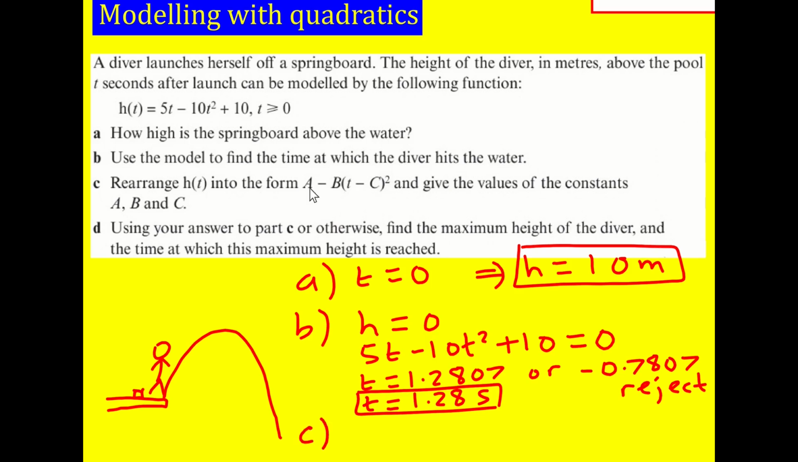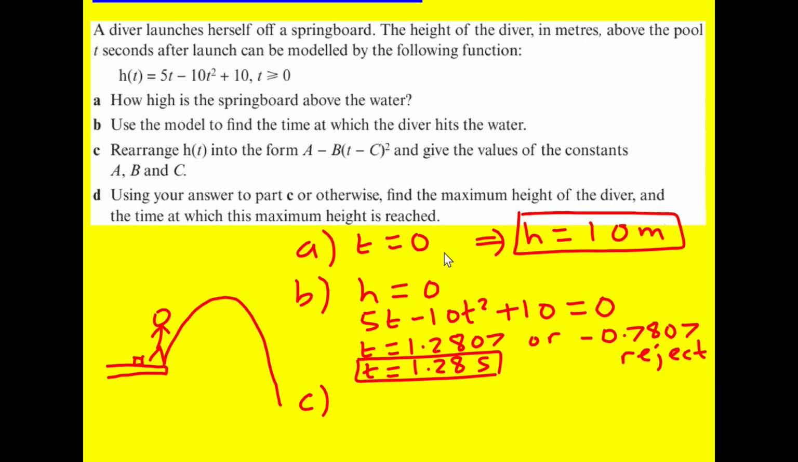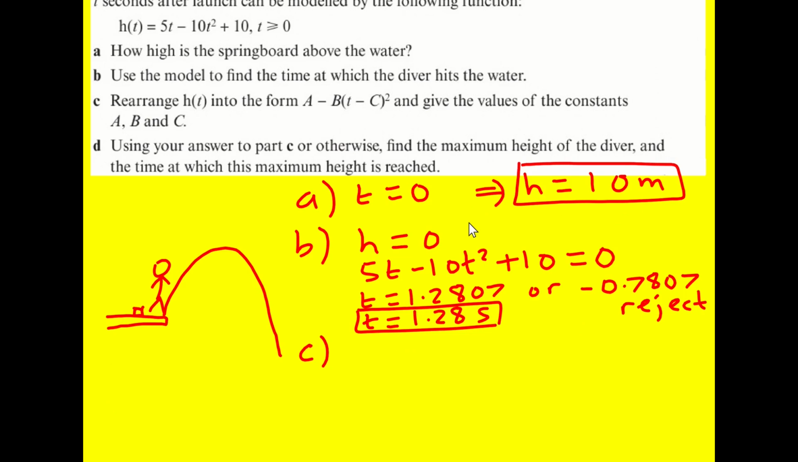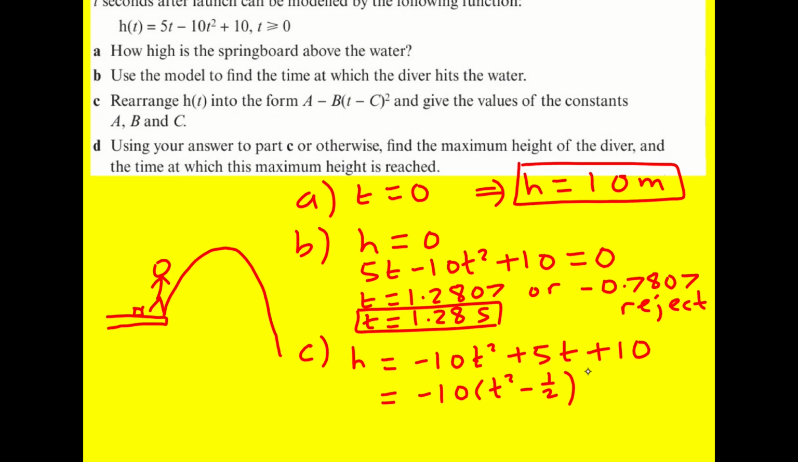We're now asked to rearrange it into completed square form, essentially. That's what that means. So let me first of all write it as h equals minus 10 t squared plus 5t plus 10. And then I'm going to factorize out that minus 10. And this is going to become minus a half. Complete the square on this inside part. T minus a quarter, all squared because I have that half.